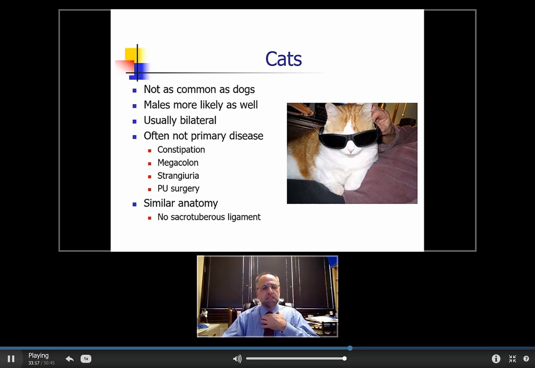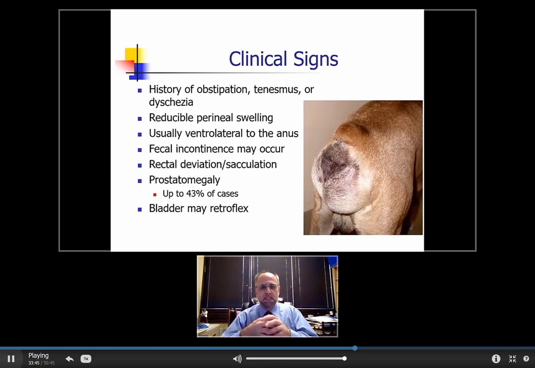Cats, curiously, don't have a sacrotuberous ligament, and the sacrotuberous ligament in dogs runs along the same location as the levator ani and the coccygeus muscle, but cats don't have that, and we will sometimes use that sacrotuberous ligament in dogs to help us repair the hernia. We do have to be careful because the sciatic nerve runs very close to it, so if we can avoid using that ligament, then certainly that's to our advantage in causing less potential complications.